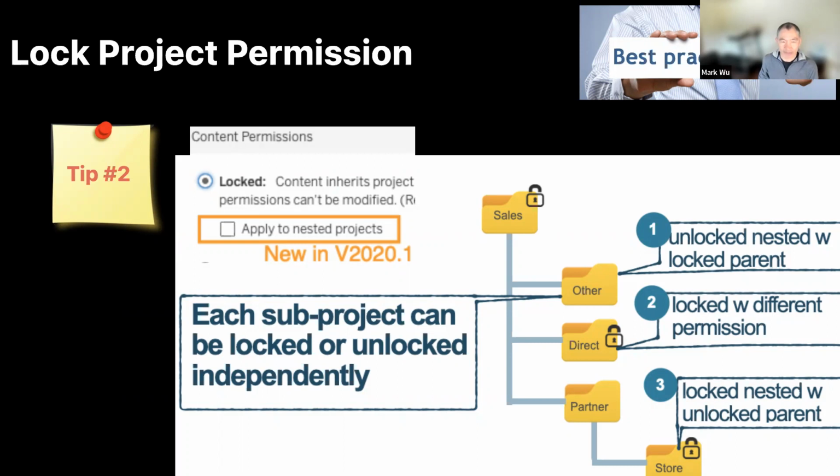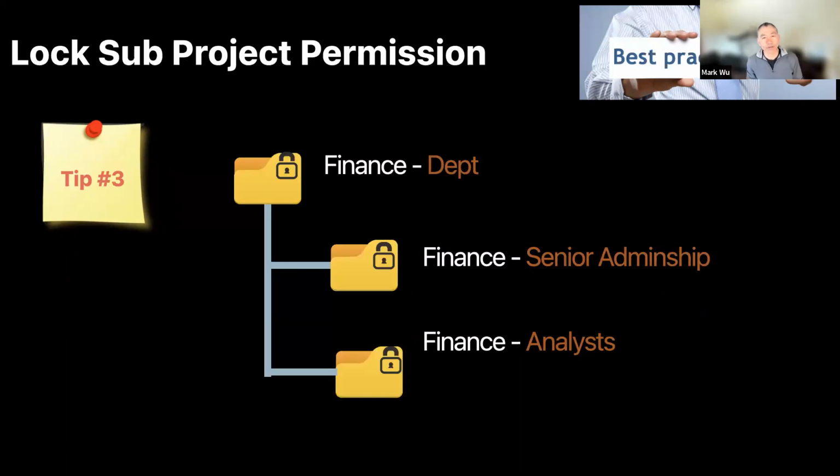Leveraging the feature. For example, when you're leveraging the feature applied to nested projects or not, you can lock this way: finance top level, finance senior leader, senior admin, finance analysts. You can lock all of them, but with different permissions. The finance senior adminship is only given to like 5 users to have access to dashboards. Your senior leaders, 5 people only. So anything published there is only for 5 people. And even the owners of the workbook cannot change it.